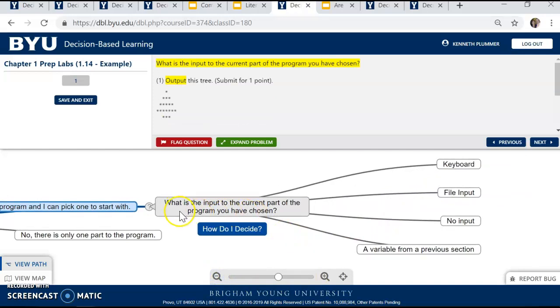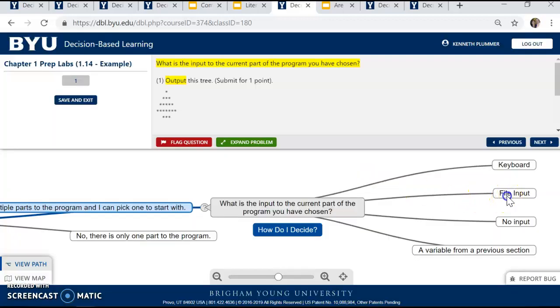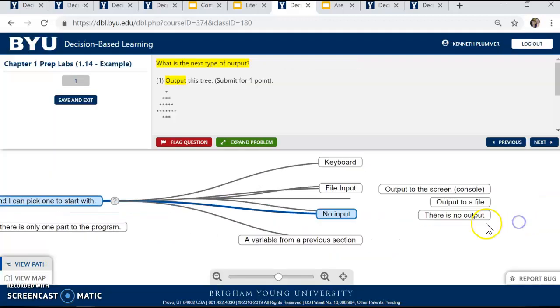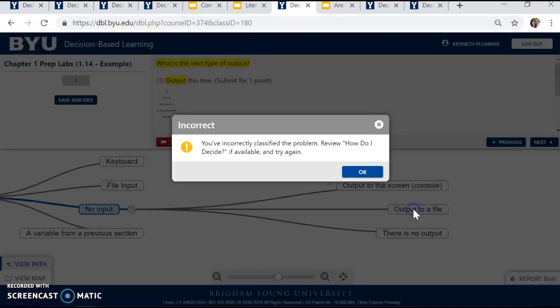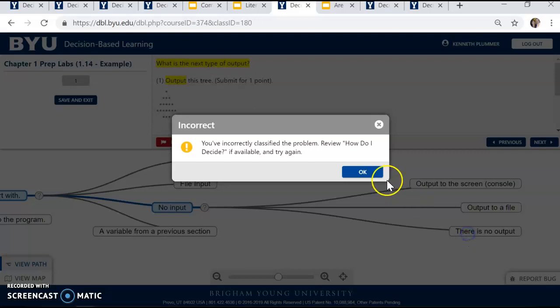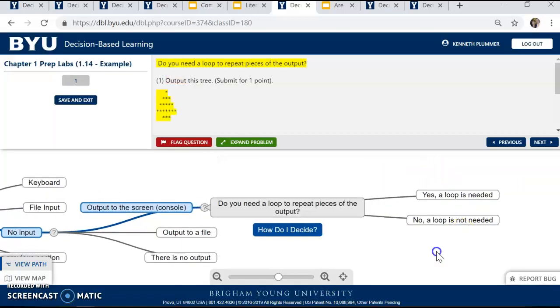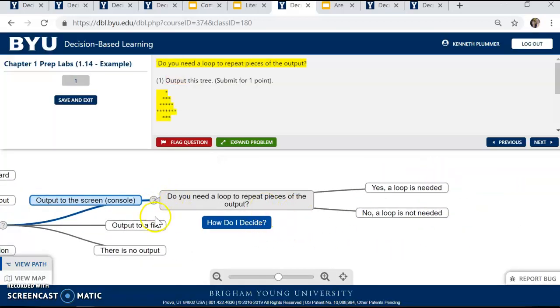And next question, what is the input to the current part of the program you've chosen? They click the just enough, just in time, and they continue. Of course, I'm guessing here, but if I took time to really learn this, I wouldn't have to guess. But you can see all the concepts they're learning along the way.